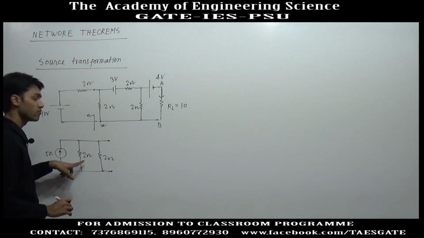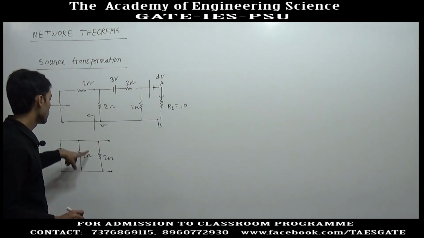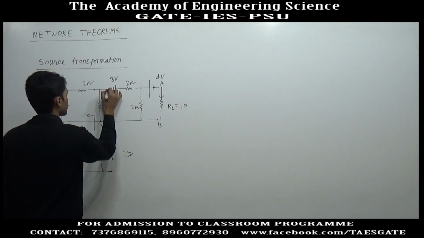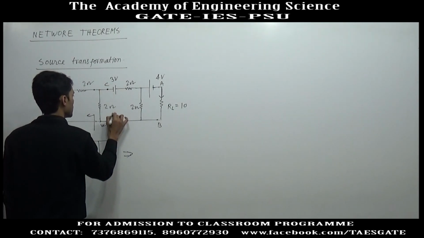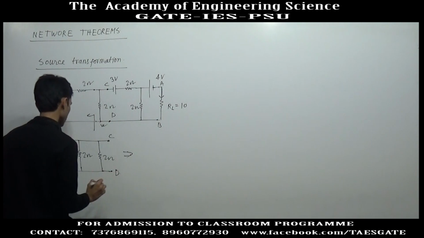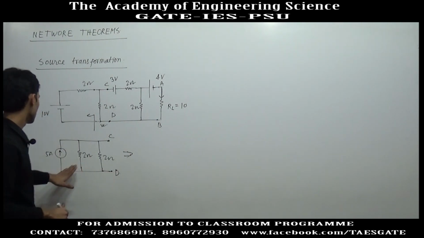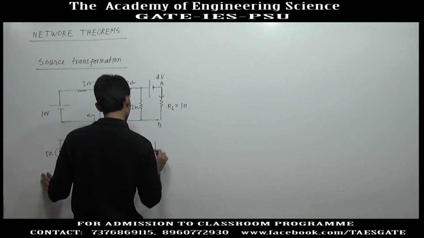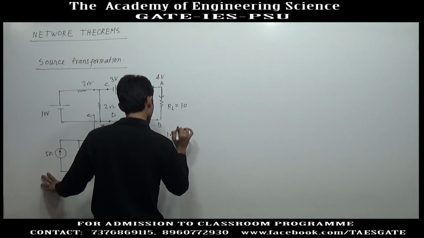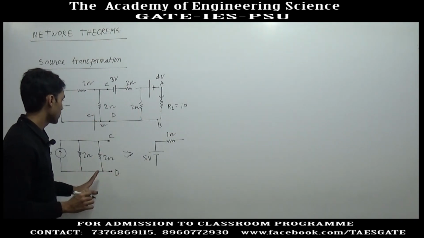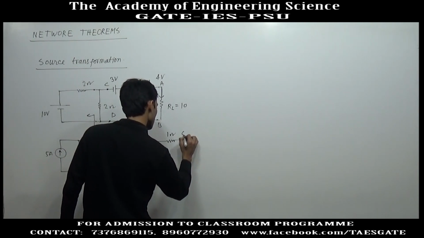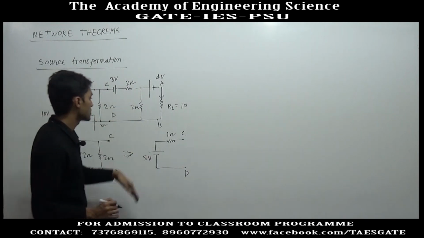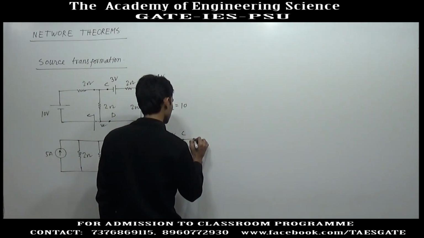this is 1 ohm, 5 volt voltage source and 1 ohm resistance connected in series. I am writing this point as C and D. This is C and D. So this will give us 5 volt and 1 ohm resistance in series, and here we have C terminal and D terminal. So we will make the rest circuit to the right of C and D terminal.